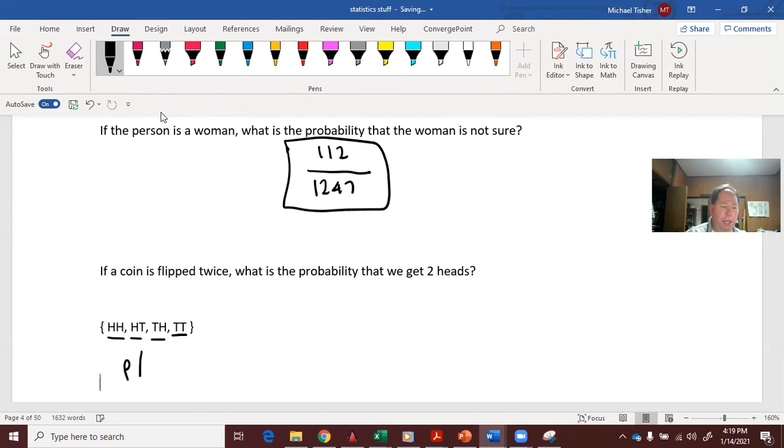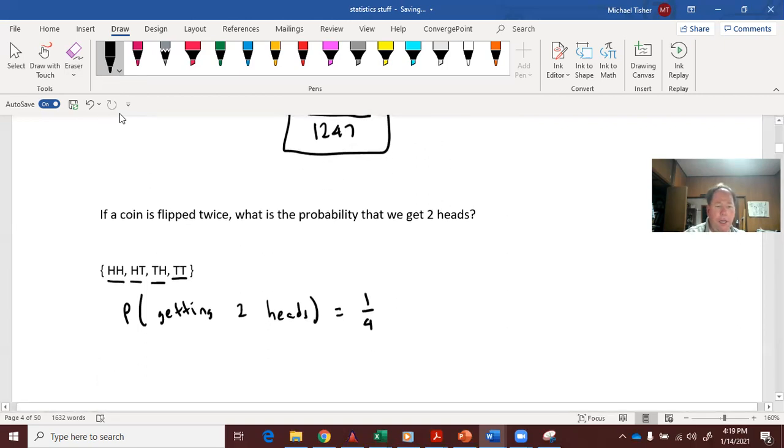So we can write probability of getting two heads is 1/4. And 1/4 is closer to 0, so more than likely we probably won't get two heads, but let's try.